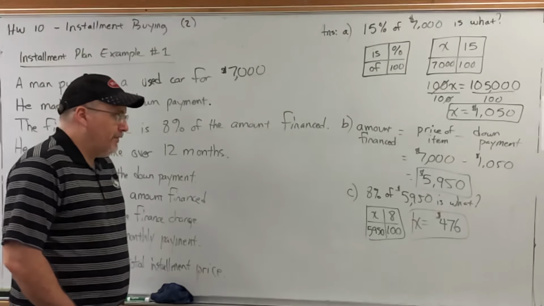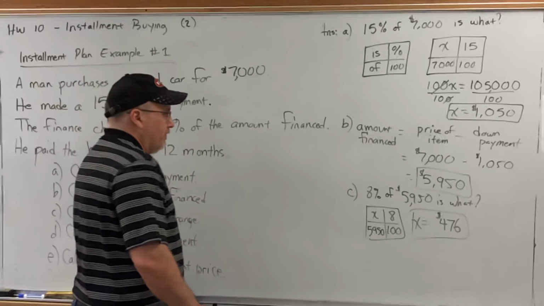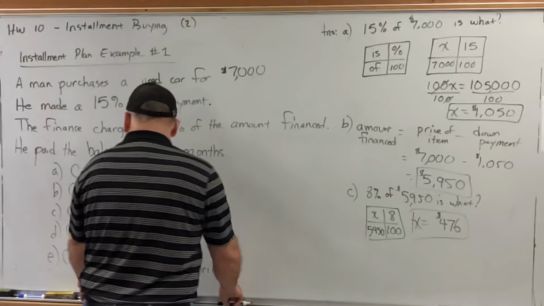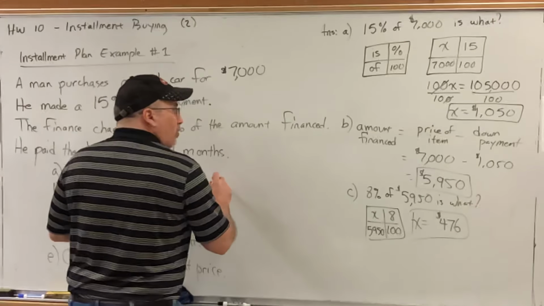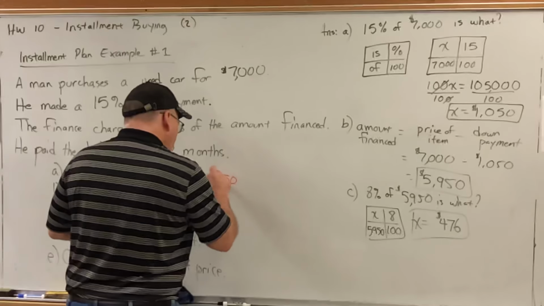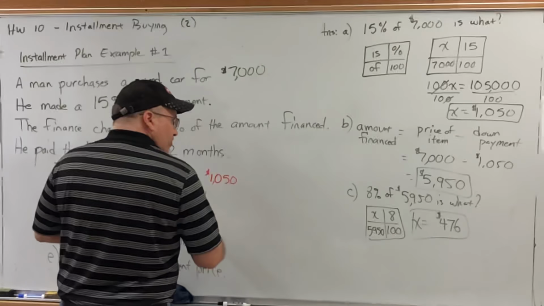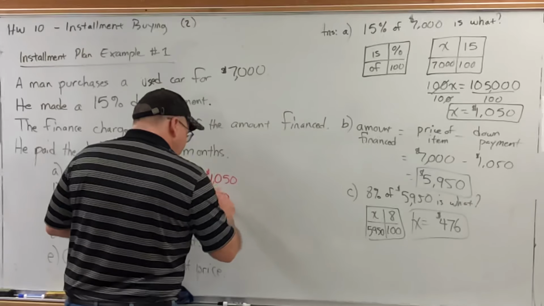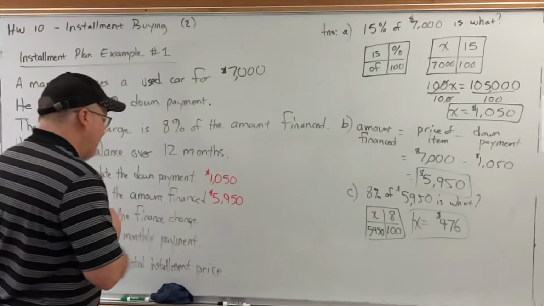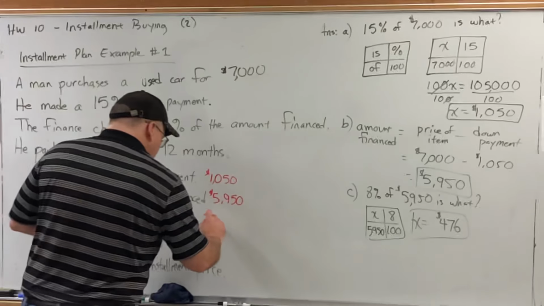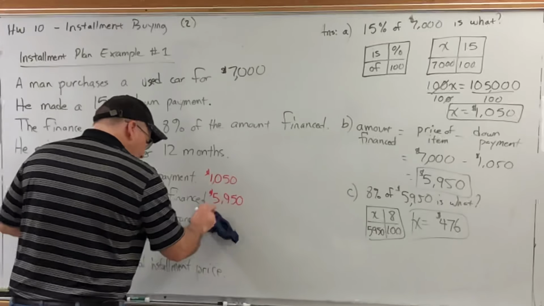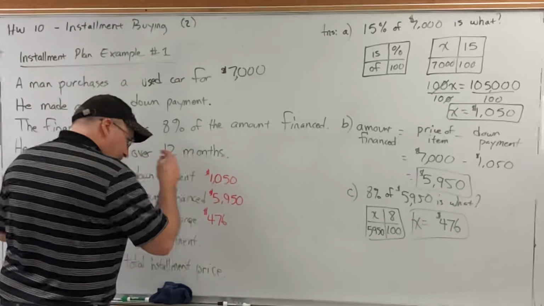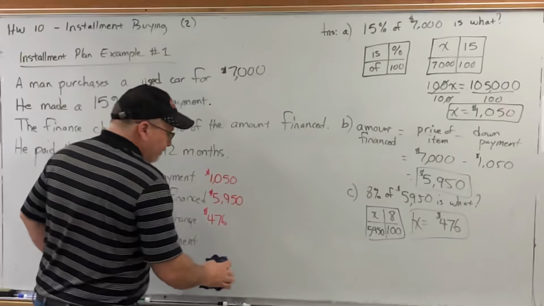Now, I didn't give a formula for the monthly payment before, and if you give me a second, I'm going to write what we've just done here for our answers. Down payment was $1,050. The amount financed was the difference between the cost and the down payment, so $5,950 was the amount financed. The finance charge was $476. I'm going to write these down because I need more space, and I don't want to erase the question.